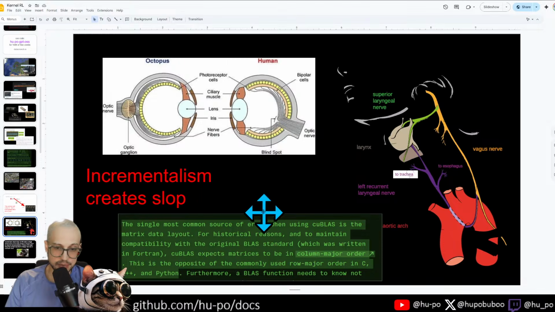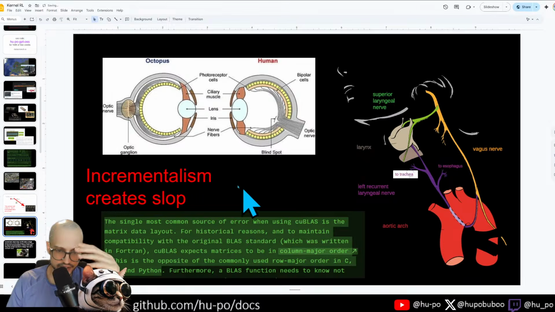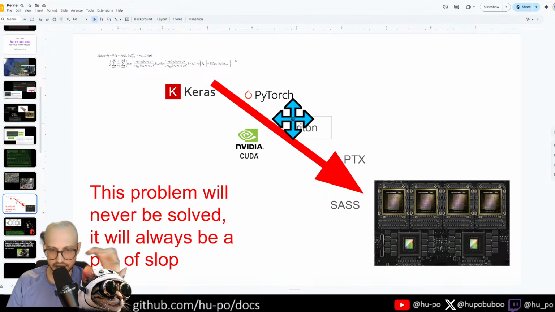So here's an example of this in GPUs. The single most common source of error when using cuBLAS is the matrix data layout. For historical reasons and to maintain compatibility with the original BLAS standard, which was written in Fortran, cuBLAS expects matrices to be in column major order, which is the opposite of the commonly used row major order in C, C++, and Python, right? So this is basically the code equivalent of this, right? Where some arbitrary decision that someone made 10 years ago has bubbled through this pile of slop over the years to result in all these weird little nuances that mean the previous layer also needs to account for those weird little nuances, and then the layer below that also needs to account for those weird little nuances.